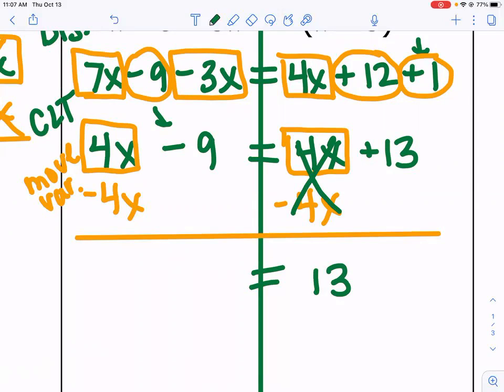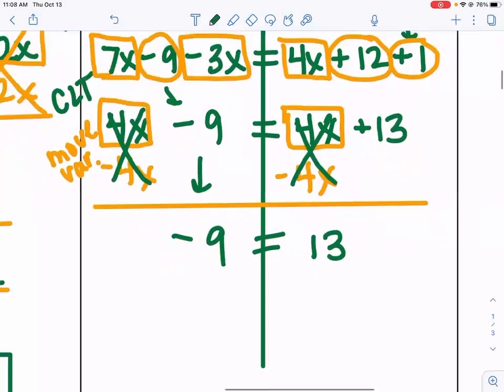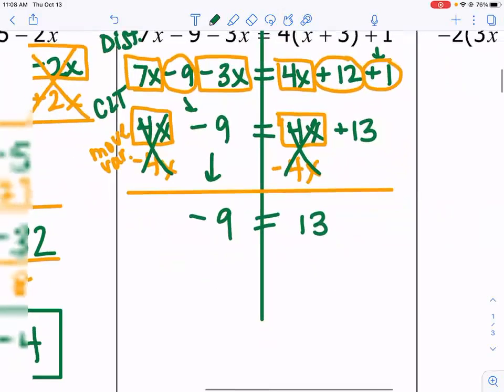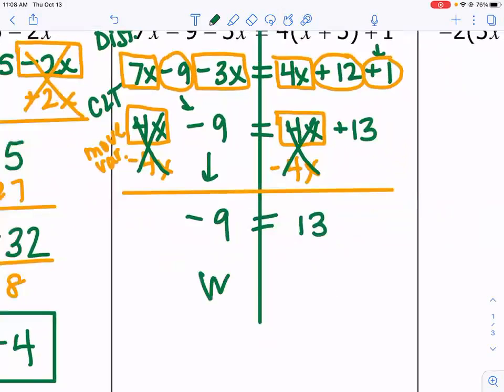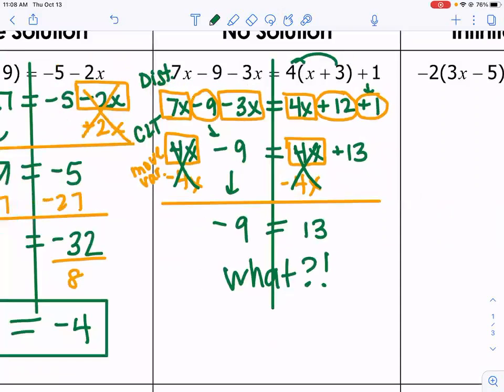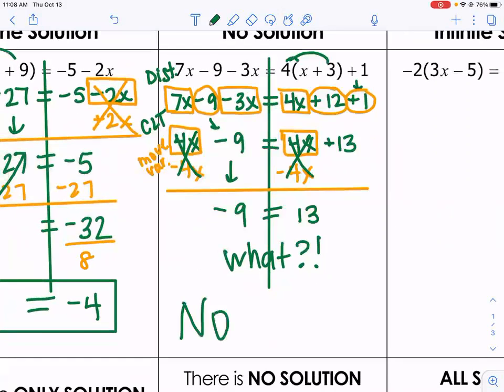What happens over here? 4x minus 4x cancel out. And I'm left with negative 9. Tyler, is negative 9 equal to 13? Is that a real thing? No, negative 9. Like, what is happening? Negative 9 can't equal 13 ever, can it? So this problem has no solution.